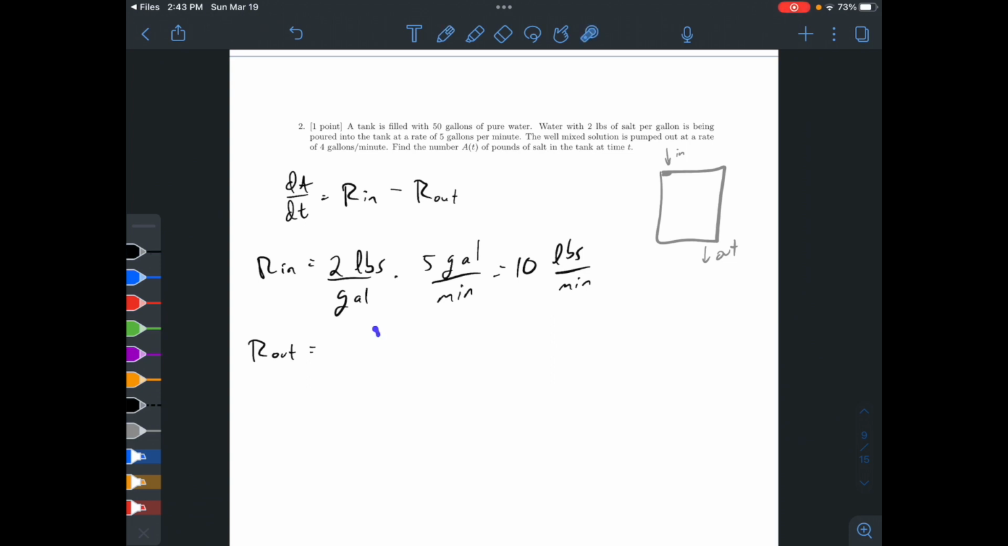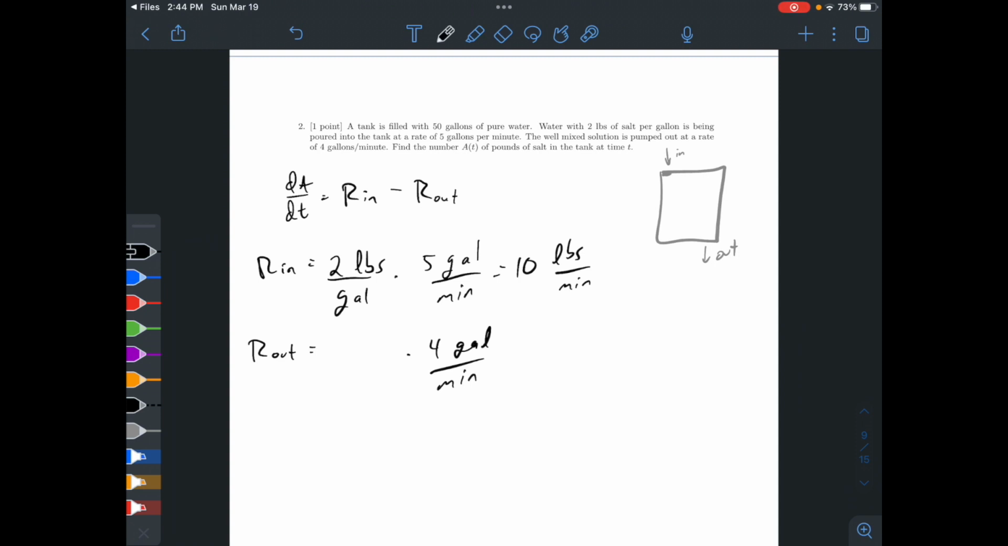So it's going to be how many pounds per gallon times how many gallons per minute, right? Well, how many gallons per minute? It's being pumped out at a rate of 4 gallons per minute.